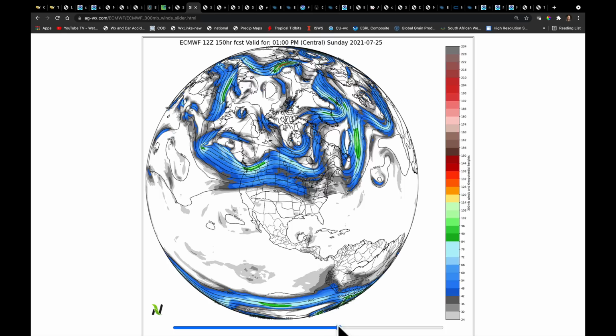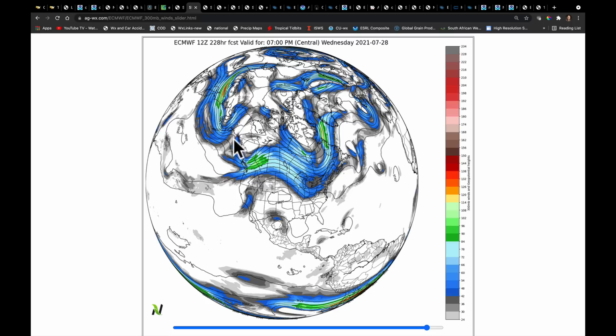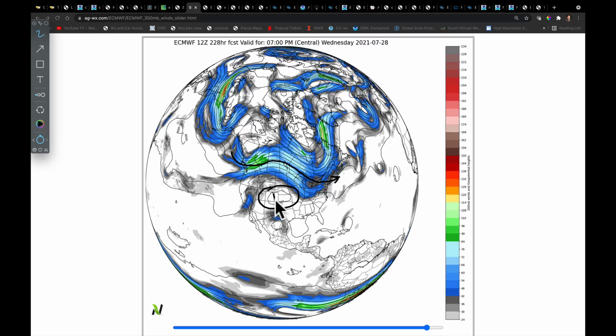So there is that ridge. Now I want to keep going out here through Monday and Tuesday of next week. And what you notice is by next Wednesday, the jet stream pattern has just remained in a very similar configuration. The ridge is anchored right into this area. We're going to see what that does to precipitation and temperature in a few moments. And we're going to watch the flow come around it just like this.